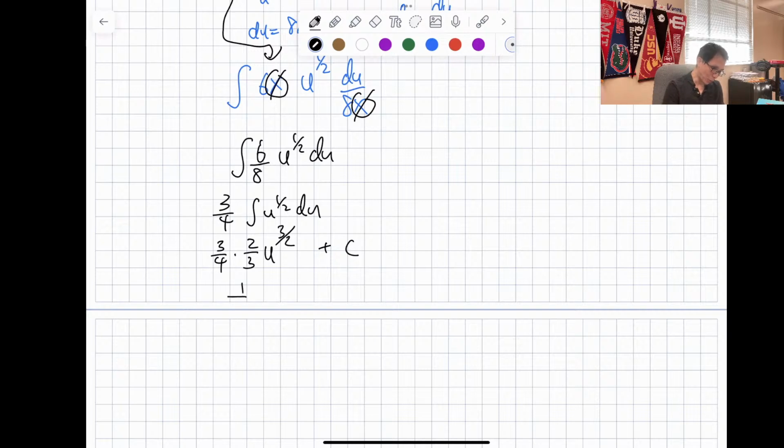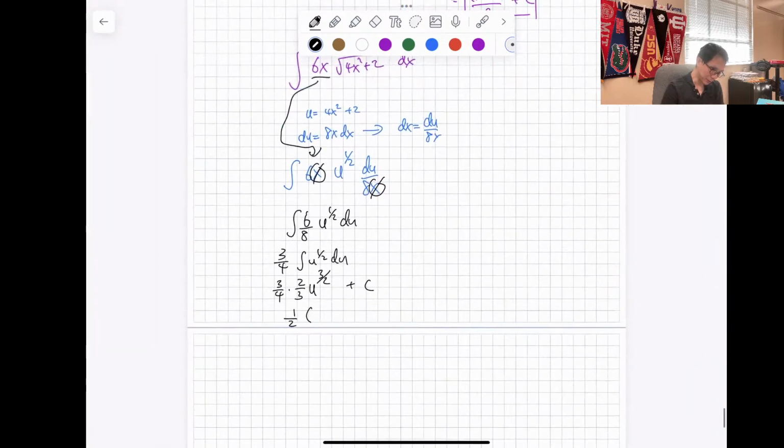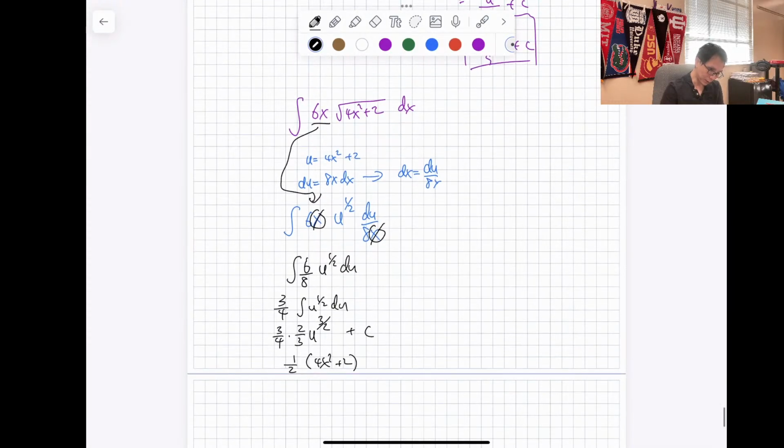So that's going to be 1/2 u to the 3/2 back. 4x squared plus 2 to the 3/2, sorry, 3/2. How did you get, wouldn't it be 1/2 u to, cancel out the 3/4 and either like you take the, multiply. Oh, I understand. Does this make sense or no?